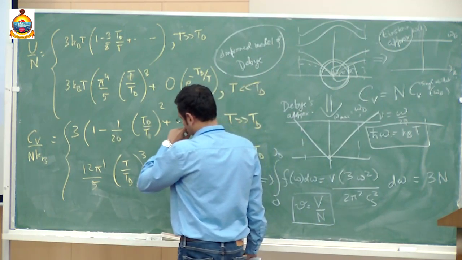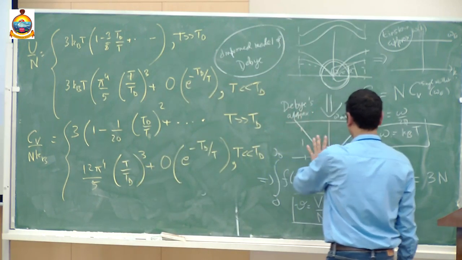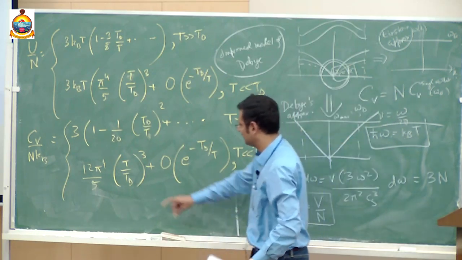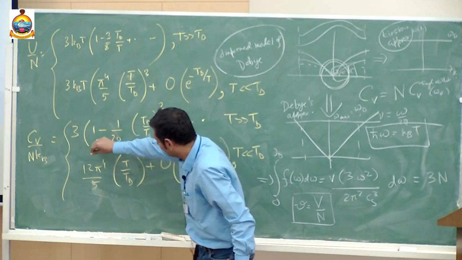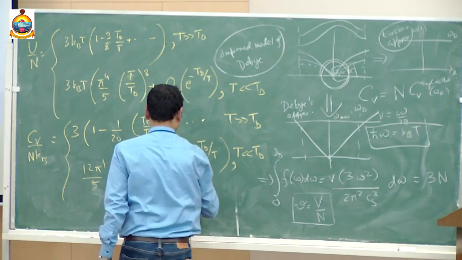Okay. So, as I said, as I hope I have conveyed to you, the universal physics that you should keep in mind here is the T cubed. This number. So, see, as I said, in the insulator, the specific heat is A times T cubed, right?